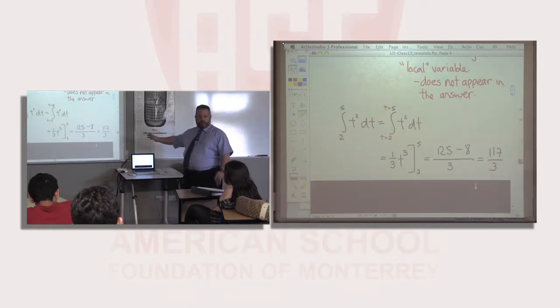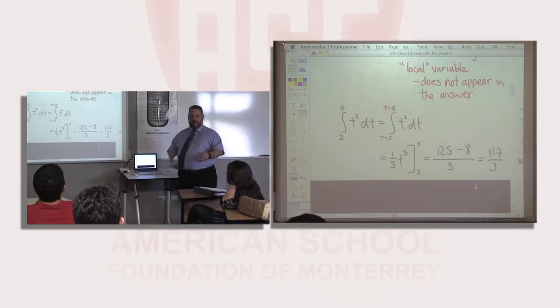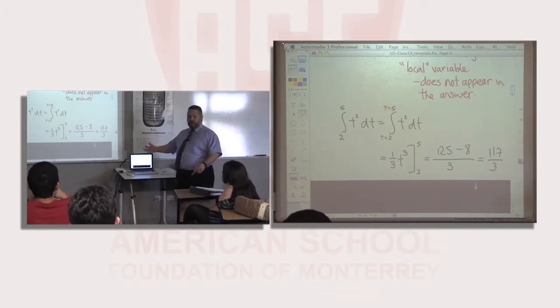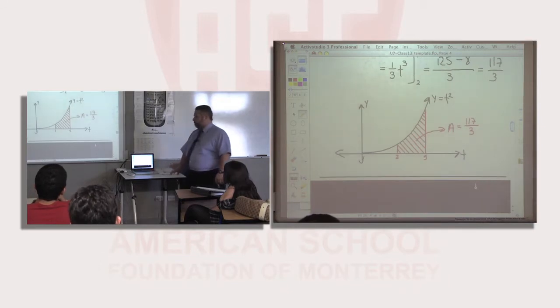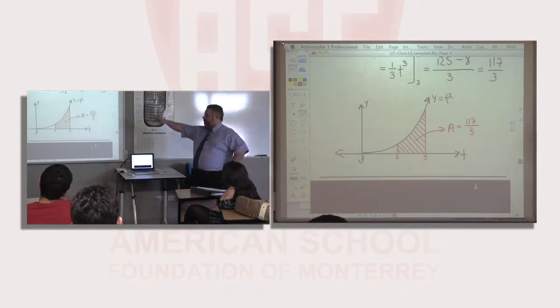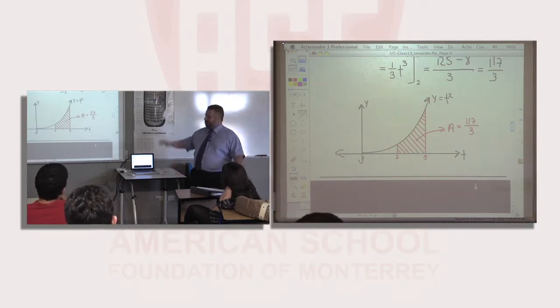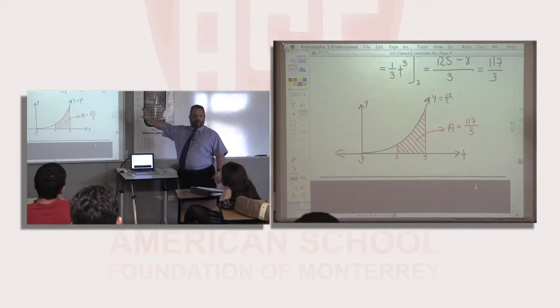Graphically, what does it represent? Well, it represents exactly what someone just said. The area under the t squared graph from 2 to 5. It looks like this. And we say that that area in there is 117 over 3 because that's what we just found out. Okay? This is fundamental theorem of calculus part 2. This we've already dealt with.